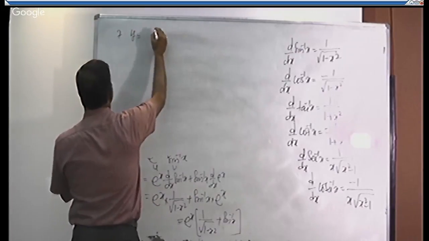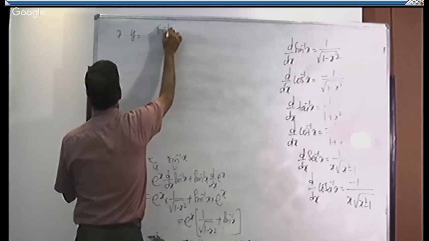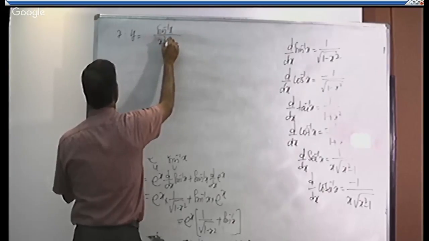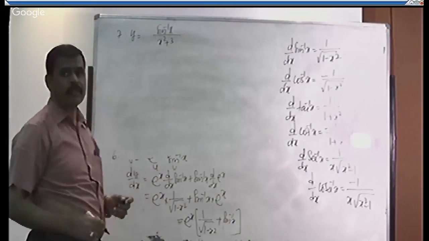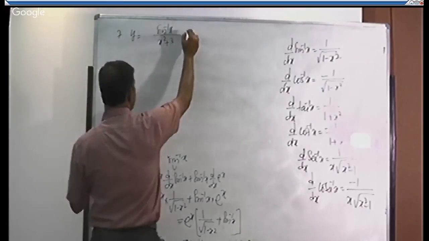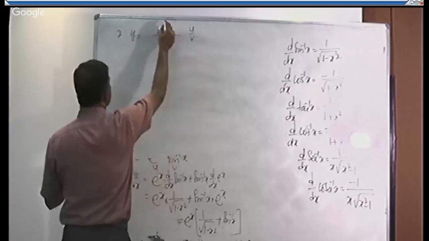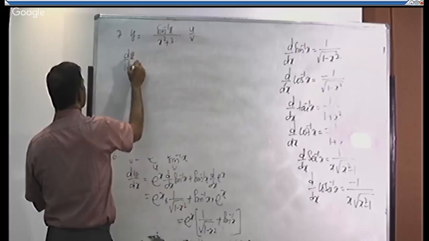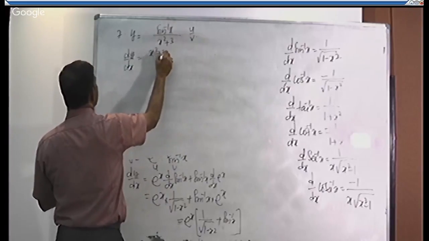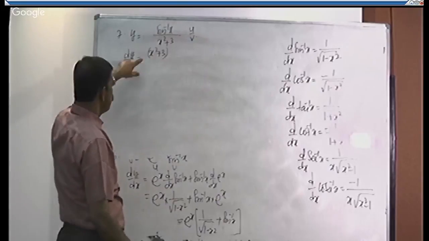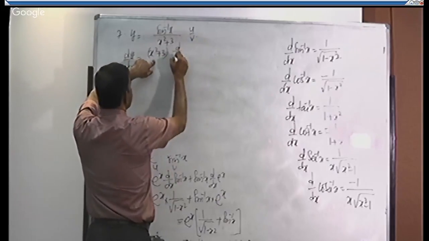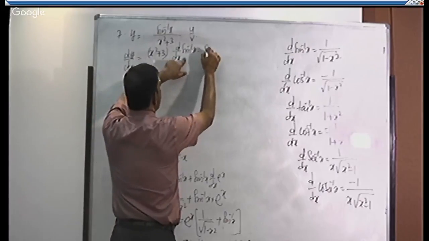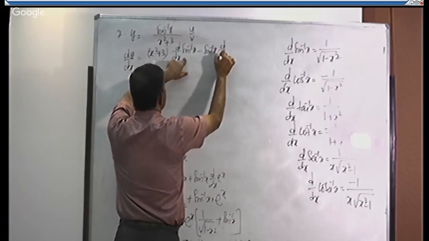y = sin⁻¹x divided by (x² + 3). It is of what form? It is in the quotient form, u divided by v. What is u? sin⁻¹x. What is v? This one, x² + 3. dy/dx is equal to v into d/dx of sin⁻¹x minus sin⁻¹x, that is u, into d/dx of v.